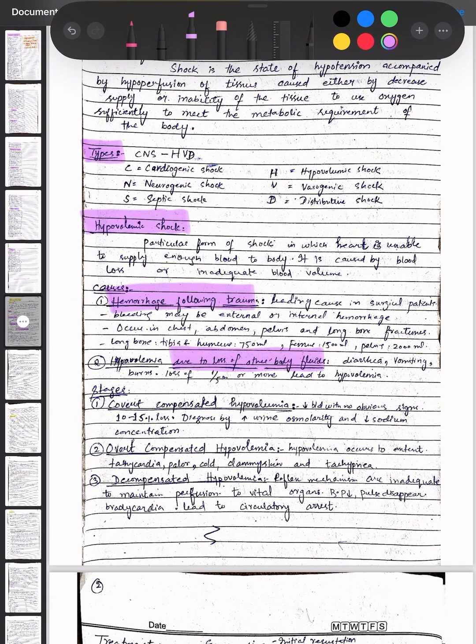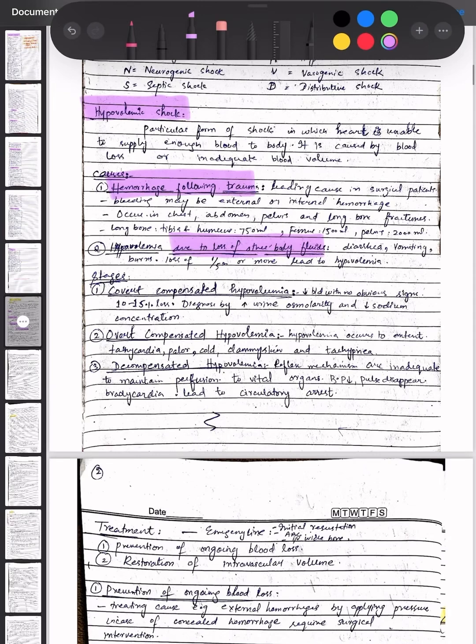What are the stages of shock? First of all, compensated volume hypovolemia. Decreased blood with no obvious signs, 10 to 15% loss, diagnosis by increased urine osmolarity and decreased sodium concentration. How can we say that this is compensated hypovolemia? When there is decreased blood with no obvious signs and there is 10 to 15% loss of blood and the diagnosis is made by increased urine osmolarity and decreased sodium concentration.